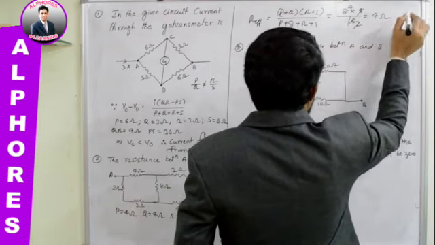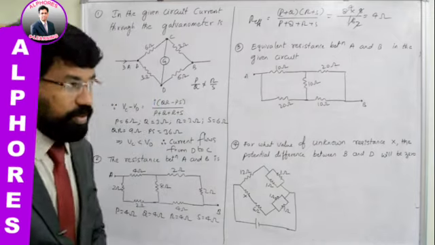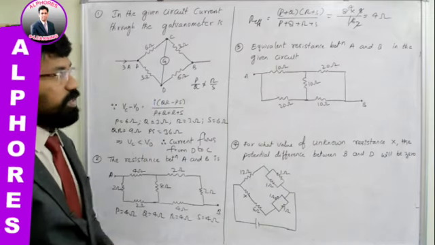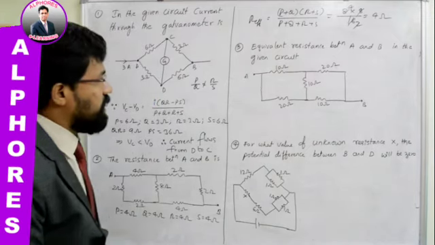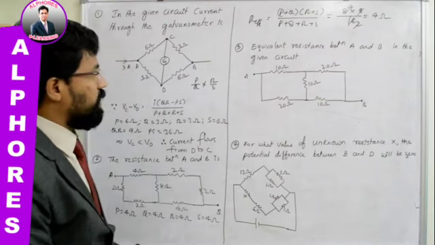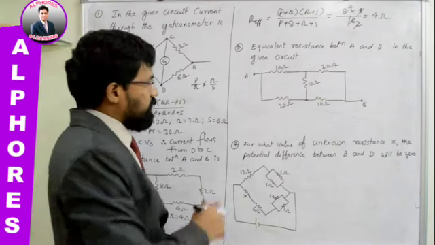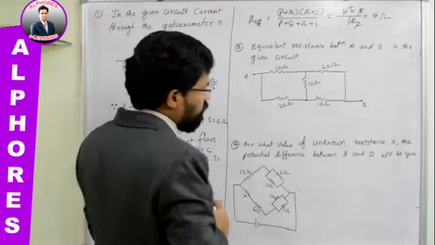So 4 ohms is the effective resistance. So how much is the effective resistance? 4 ohms. Okay. Now let us see this third question. Equivalent resistance between A and B in the given circuit. See this circuit once. It's a Wheatstone bridge only.